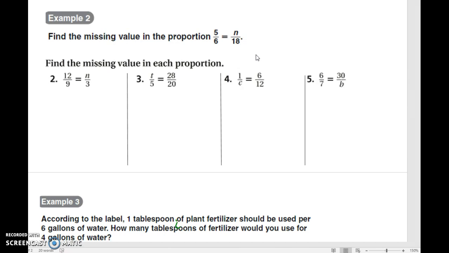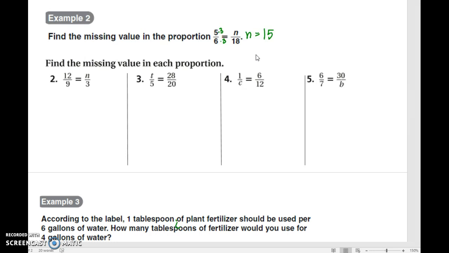Now, one thing that you can do is you can say, well, what did they do to the 6 to get 18? 6 can go to 18 3 times, so times by 3. So times by 3, and whatever I do to the top, I do to the bottom. Whatever I do to the bottom, I do to the top. So n equals 15.